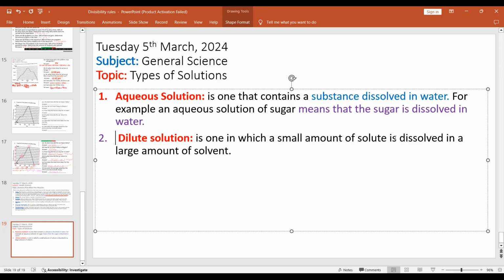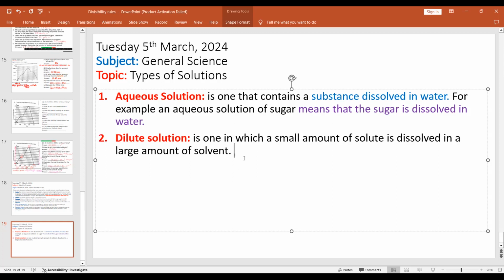All right. So Amarnik, what do we mean by dilute solution? It is one in which a small amount of solute is dissolved in a large amount of solvent. Very good. And Chai, what do we mean by dilute solution? It's one in which a small amount of solute is dissolved in a large amount of solvent. Very good. That's what we mean by dilute solution.